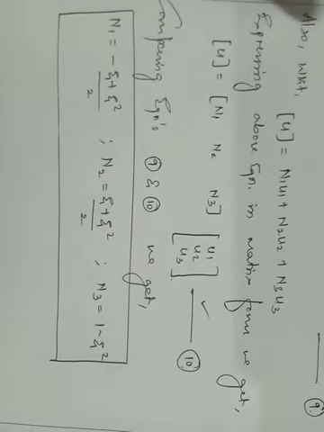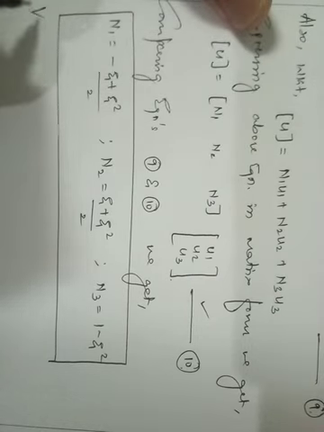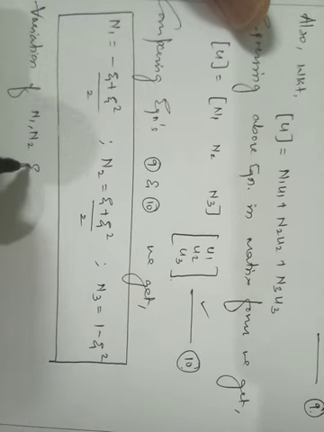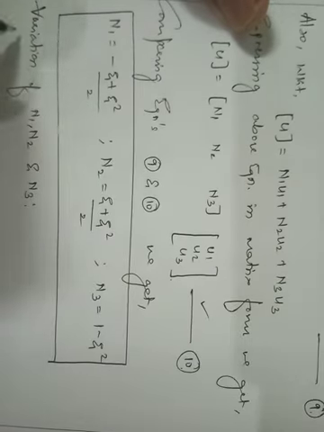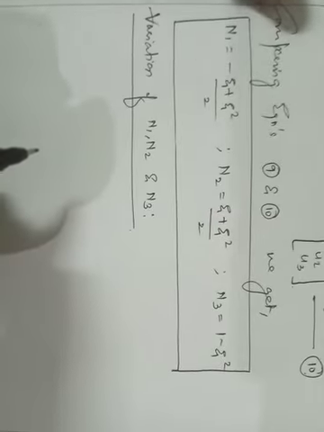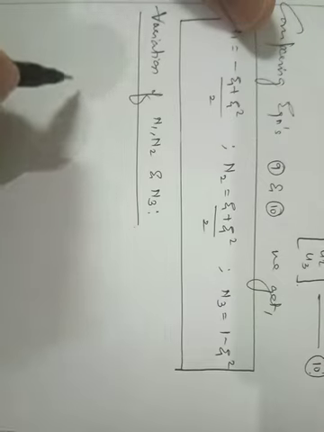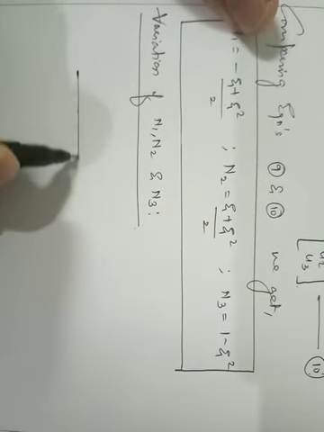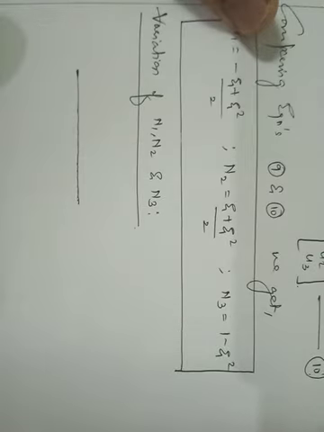Now let me check out the variation part. So the variation of n1, n2 and n3, how exactly these things are going to vary, right? To find it out, let us consider the same element. So I'll draw an element here. Once again I'll draw an element here, and also I'll draw an element here, because I need to show three shape functions, right?